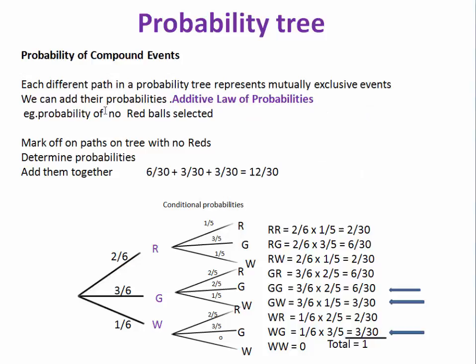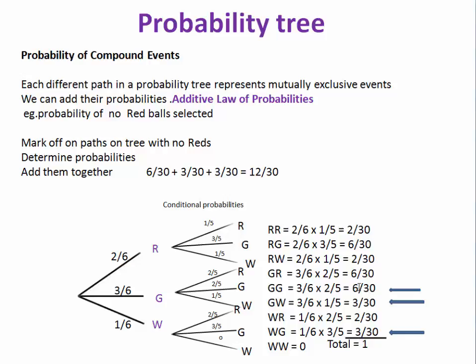Each different path in the probability tree represents a mutually exclusive event, and we have what's called the additive law of probabilities. So what's the probability of no red balls being selected? On our probability tree, we mark off where there's no red balls, so there's no R's here, no R's here, there is an R there, there's no R's here. Mark those off and then add those probabilities together.